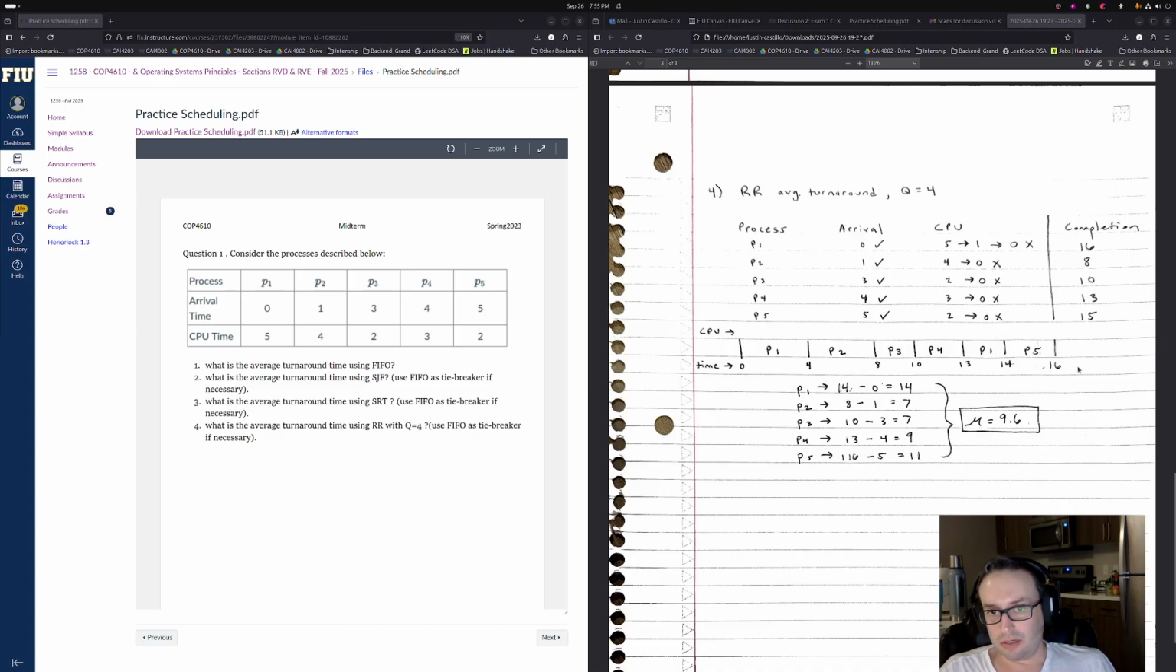We get these completion times, subtract the arrival times, average the differences, and we get an average turnaround time of 9.6.